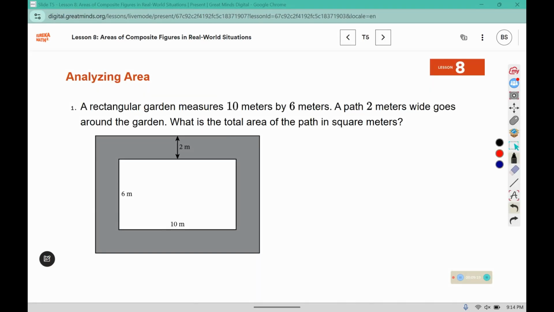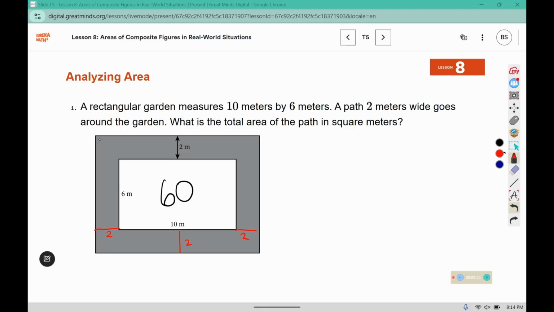A rectangular garden measures 10 meters by 6 meters. So I know that the area of the garden is 60 because the base and height multiply together to make 60. A path 2 meters wide goes around the garden. So this distance is 2, and this distance is 2, and this distance is 2. What is the total area of the path in square meters?